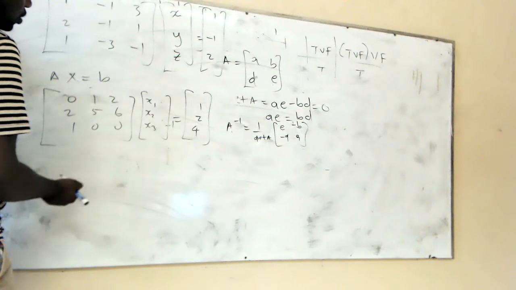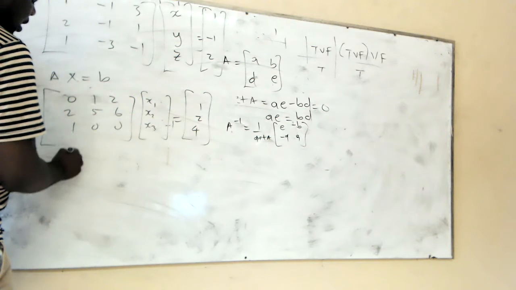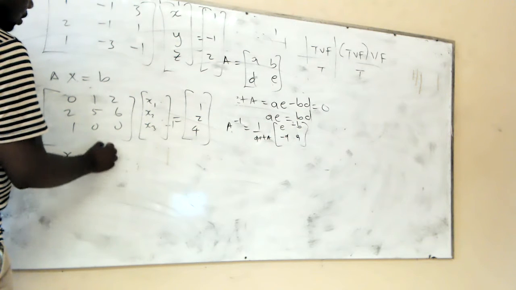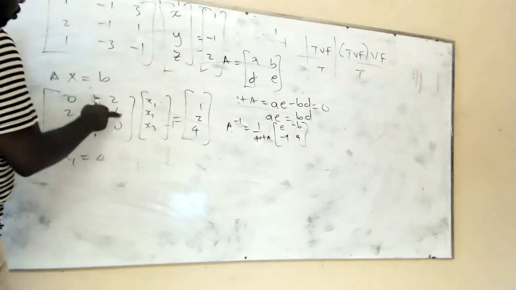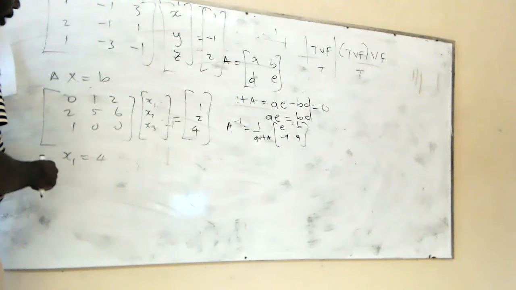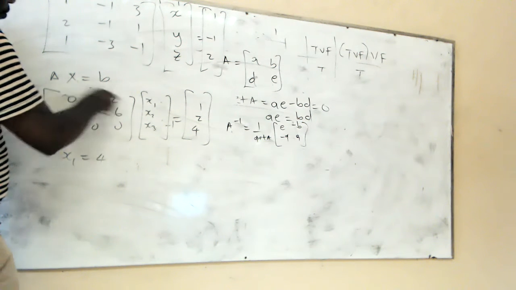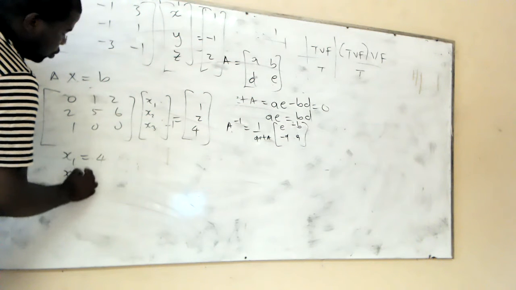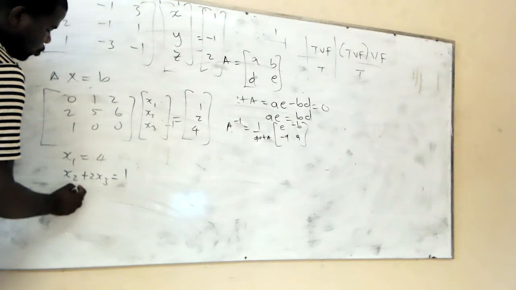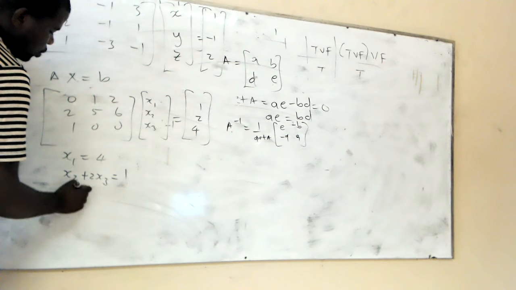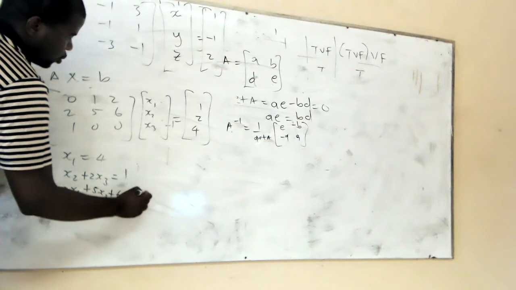Let's start with the last one, because that's where we're going to get the first solution. The last equation with that, this with that is going to be x1. The other ones are going to be 0. So it means x1 is going to be equal to 4. You skip the second one, and you go to the first one. If you multiply the first one, you're going to get x2 plus 2x3, which is equal to 1. And then the second one is going to be 2x1 plus 5x2 plus 6x3, which is equal to 2.